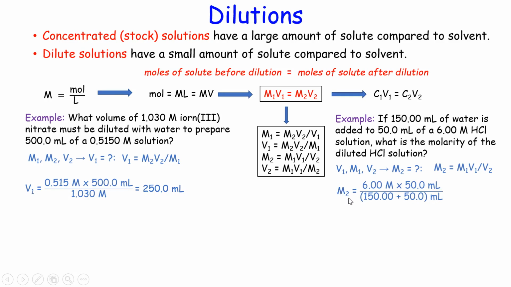M2 equals M1, 6 molar, times V1, 50 milliliters, over V2. What is V2? V2 is not just 150 milliliters. It is the sum of 150 and 50 milliliters. So make sure you don't make any mistake here. Then we have 1.5 molar. That's the answer for the second example here.